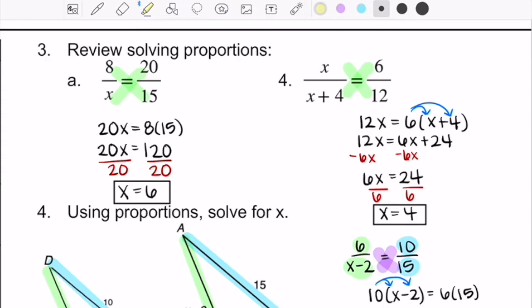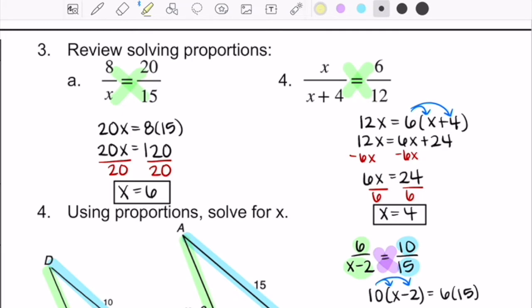Okay, just a little quick review on solving proportions. Remember, when we solve proportions, we're multiplying the cross products together. So you're going to multiply the ones that are diagonal from each other or across from each other. And so 20 times x gives me 20x. 8 times 15 gives me 120. For that first one, I would get x equals 6.